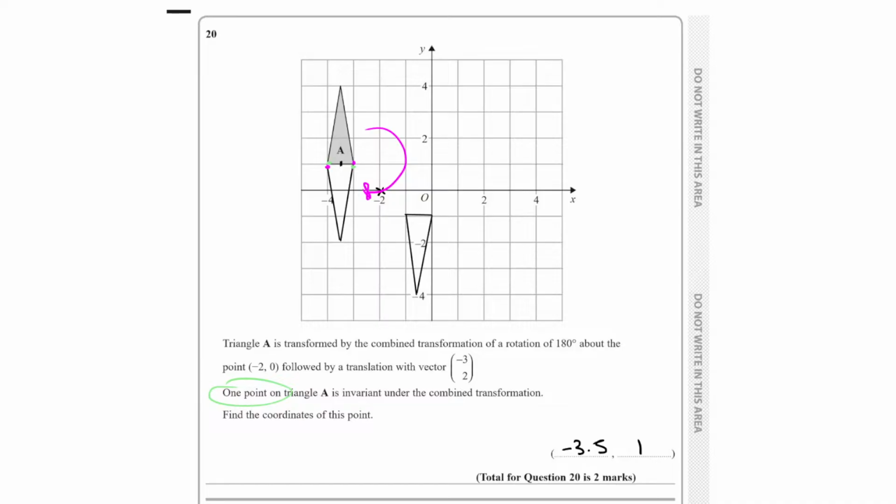Question 20. Oh yeah, so you get a mark for drawing this triangle, and you just get 1 mark for the answer. So yeah, you'd at least get the mark for drawing it. So that's 1 out of 2. I don't think it's bad, to be honest.